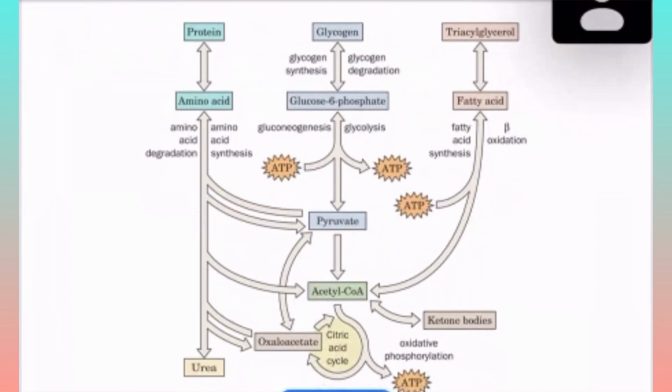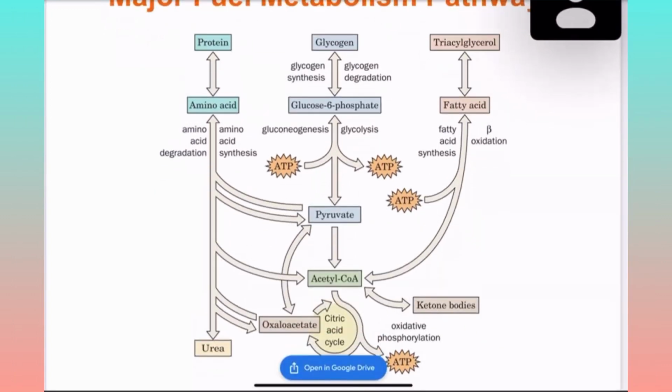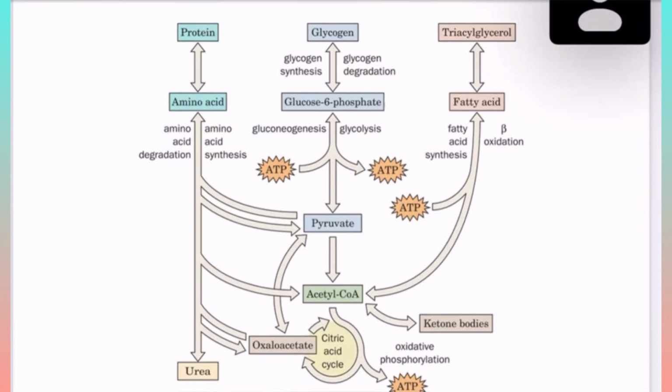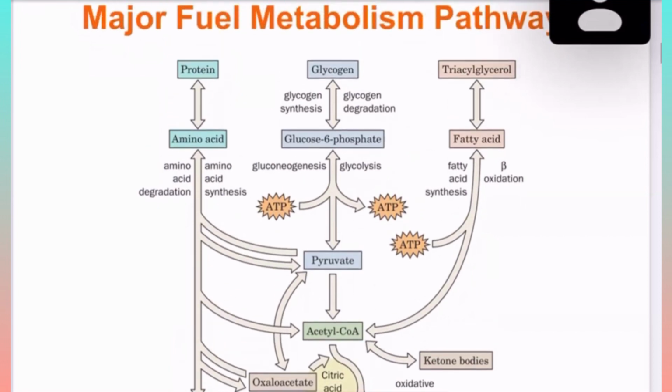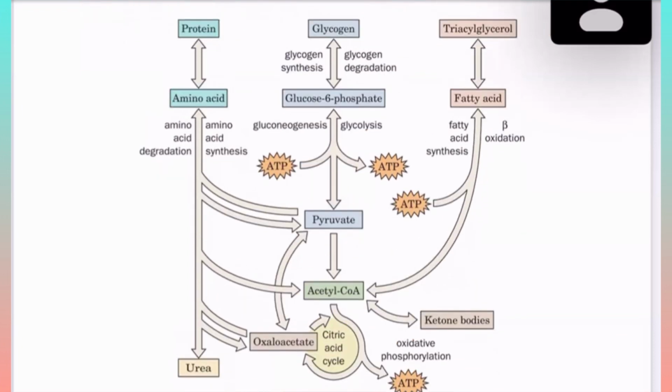So protein converts to amino acid, glycogen to glucose 6 phosphate, triacylglycerol to fatty acid. ATP is produced from them. Protein can be degraded into amino acid and amino acid into urea. Glycogen to glucose 6 phosphate. Glucose 6 phosphate can be converted to pyruvate. Pyruvate to acetyl-CoA to citric acid cycle. And then ATP is produced. Triacylglycerol produces fatty acids. And fatty acids can be converted to acetyl-CoA and ketone bodies. And then ATP can be produced.